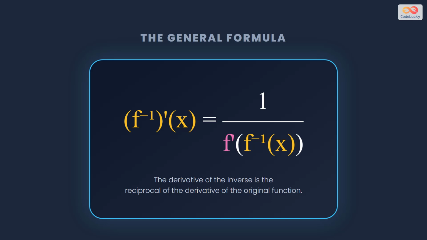Finally, we isolate the term we are looking for. By dividing both sides by f prime of f inverse of x, we arrive at the general formula. The derivative of the inverse function at x is equal to 1 over the derivative of the original function, evaluated at f inverse of x.